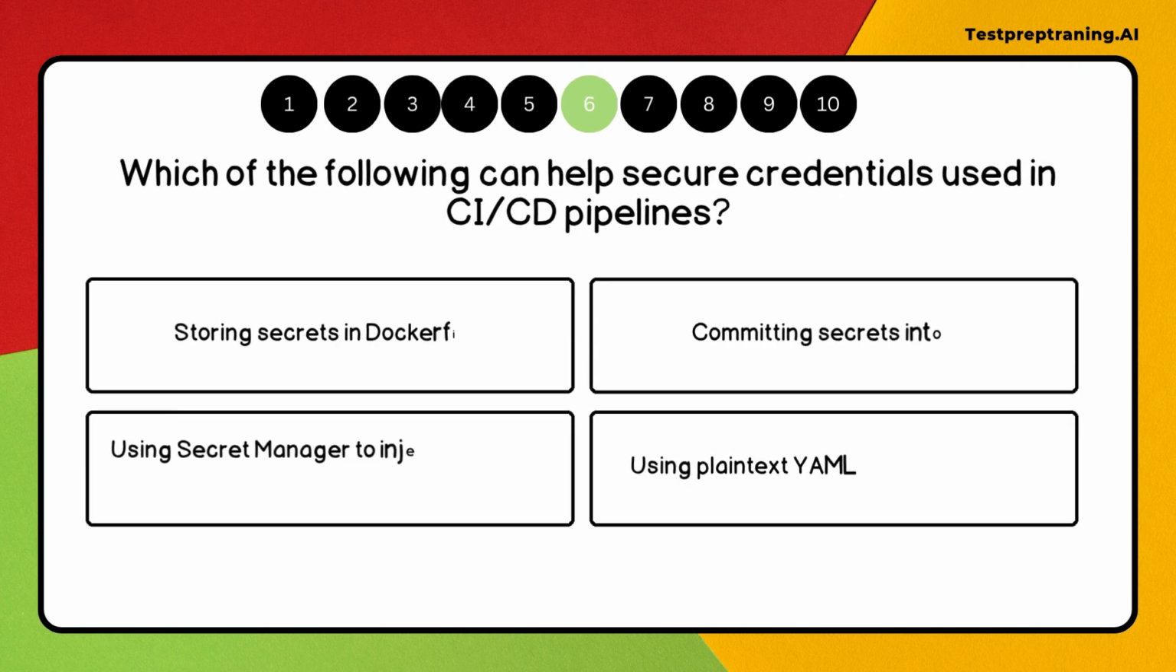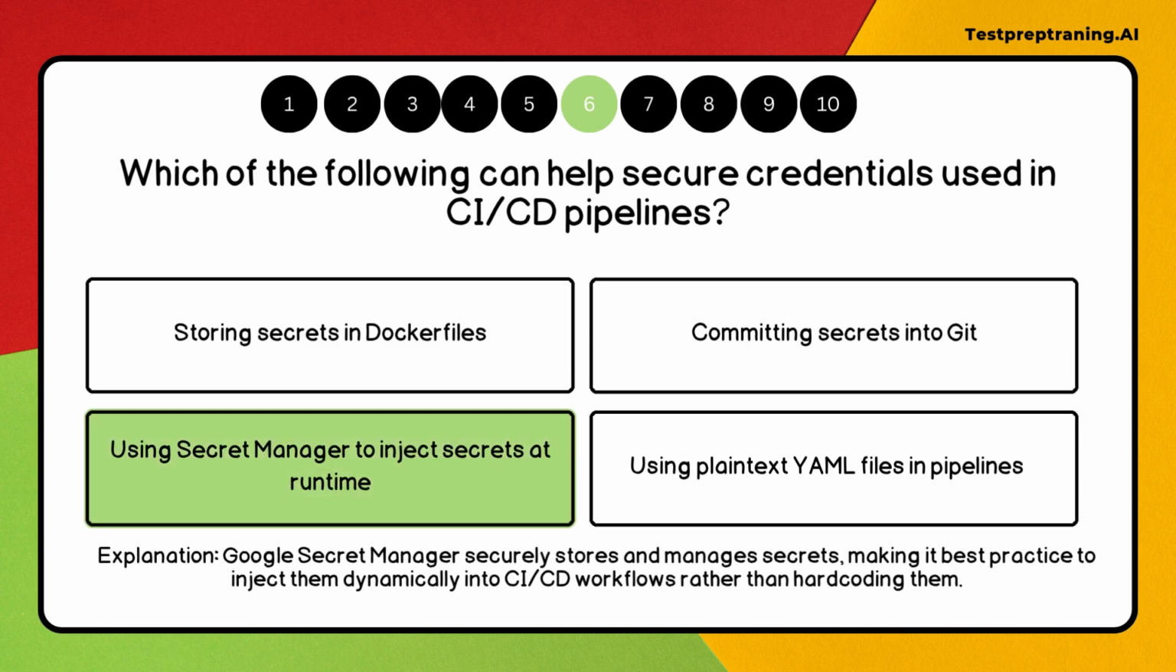Question 6. Which of the following can help secure credentials used in CI/CD pipelines? Correct answer is using Secret Manager to inject secrets at runtime, as Google Secret Manager securely stores and manages secrets, making it best practice to inject them dynamically into CI/CD workflows rather than hardcoding them.